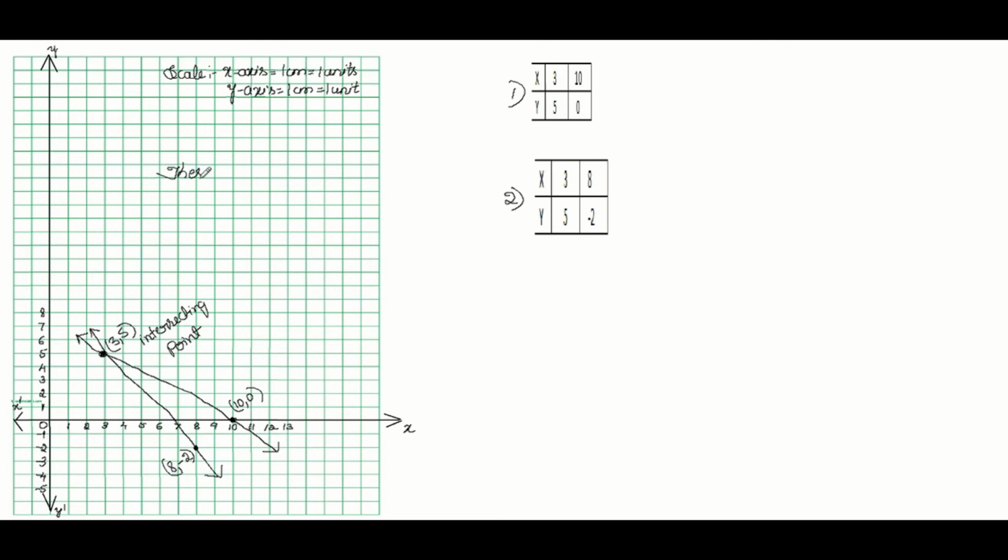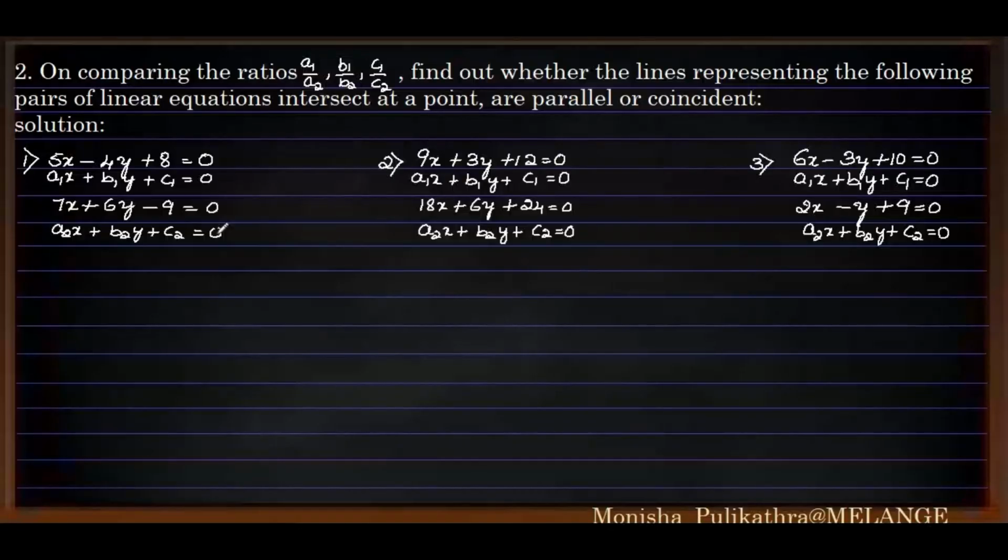Okay, write down these lines are intersecting. So these lines are intersecting. So this is the way you have to write the graph here. I hope you understood this. So this is the second question which I have already written.